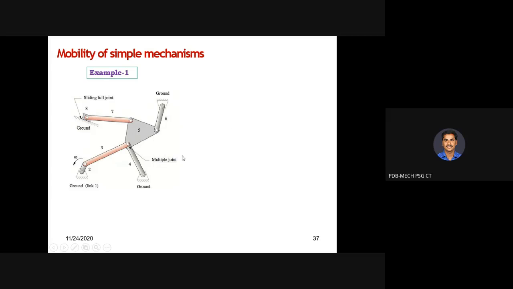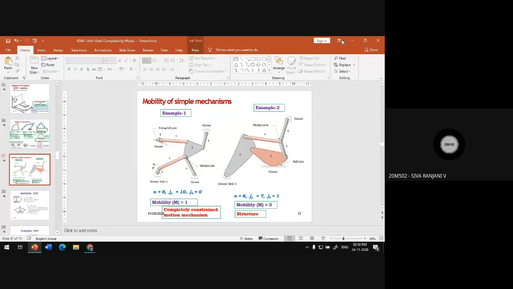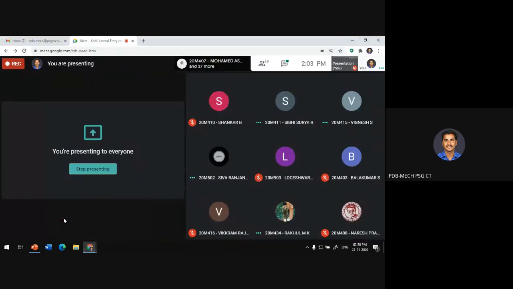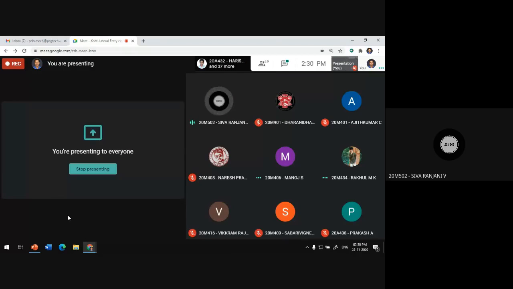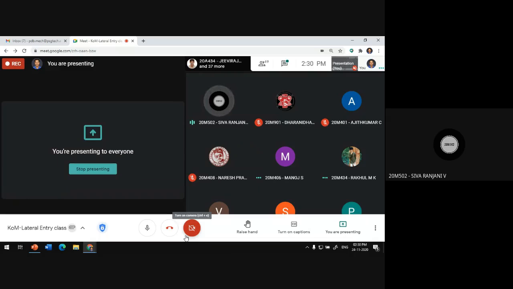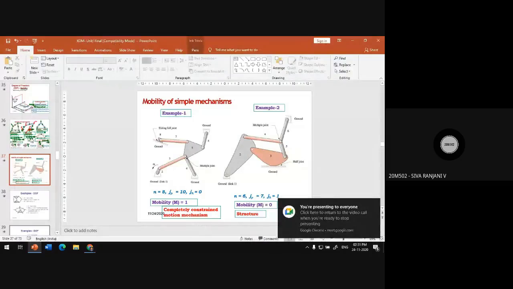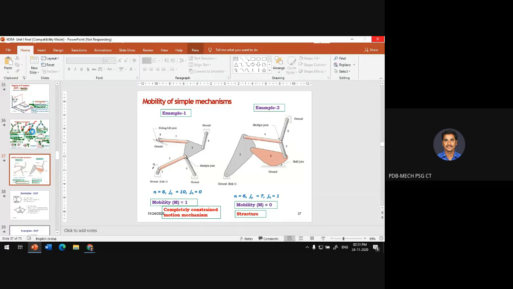Sir, in completely constrained also the motion is constrained, sir. Yes. But it is capable of 2 degrees of freedom, sir. In successfully constrained also the same thing, sir. Then what's the difference between completely constrained and successfully constrained, sir? But in completely constrained, we don't have any 2 degrees of freedom. Only 1 degree of freedom we are having. Sir, if the collar is removed, it can move in translatory and rotatory motion, no, sir? Yes.